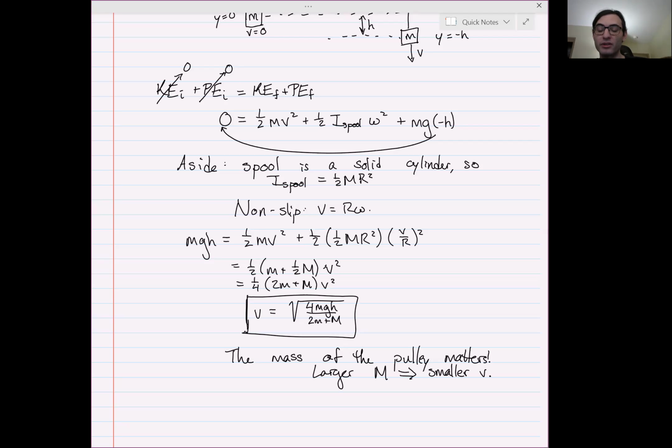curious, you could see what happens when the mass of the pulley is 0. I want to make sure that I'm not lying to you. Then it would just give you the result that you expected to get, which is just square root of 2gh, right? That's just the speed that you would get for a normal thing falling, because it doesn't take any extra energy to spin up a massless pulley.